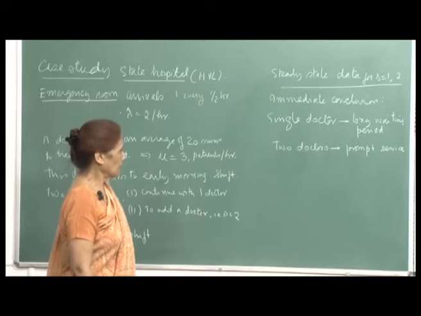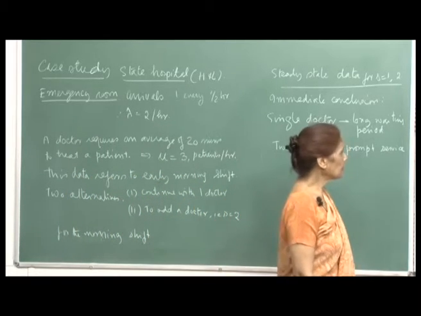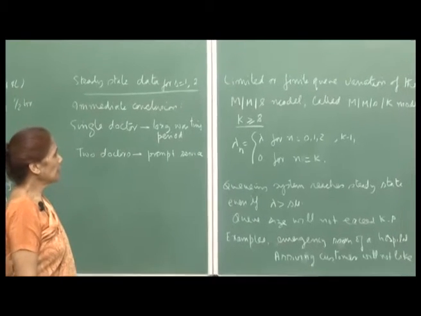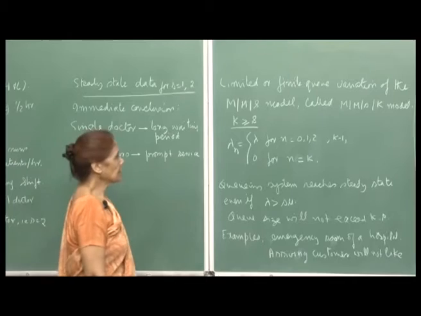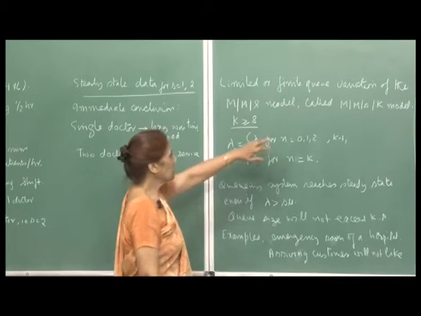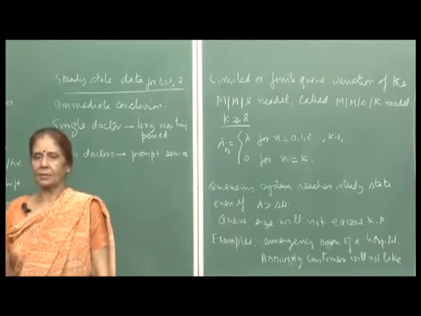Okay. Now, let us look at another kind of model, which is a limited or finite queue variation of the MMS, call it the MMS-K model. So, here the idea is that you cannot allow more than k people in the system.